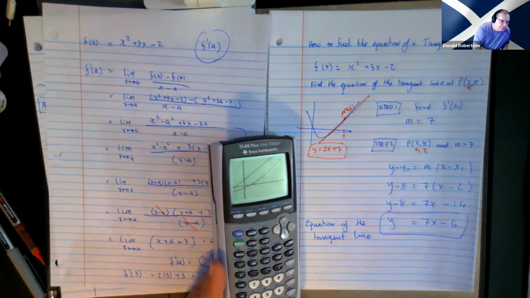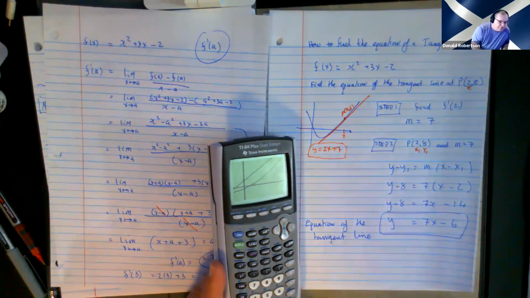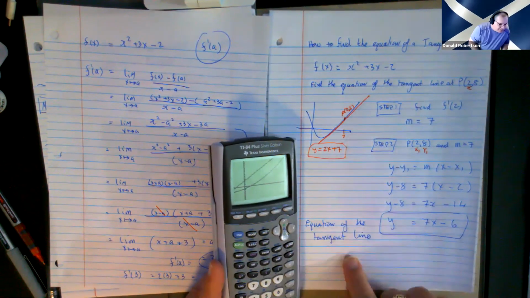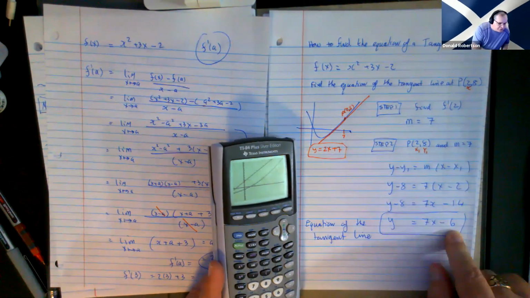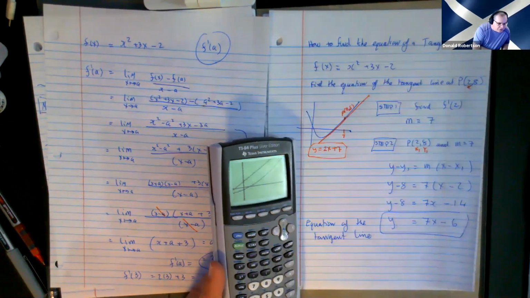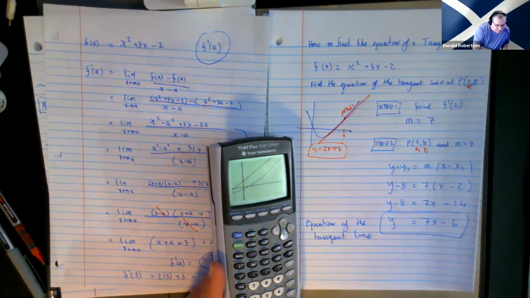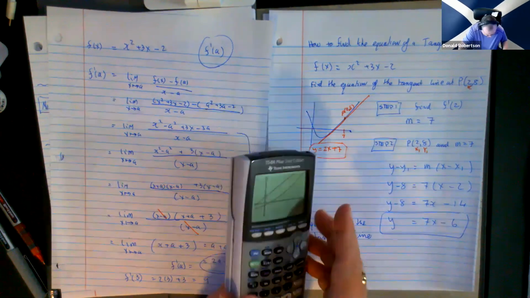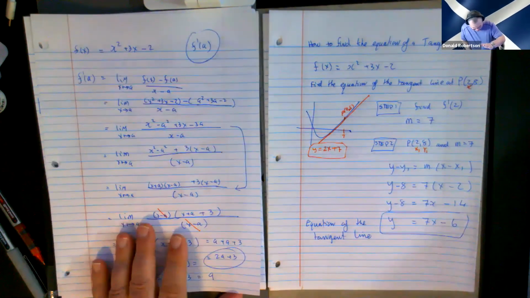WebAssign just tells you you're wrong, but it'd be nice if you could check, in which case you wouldn't even type this in to WebAssign. Go and figure out what your mistake is and call it good. Do you like that technique? This is just calculating the equation of a tangent line.